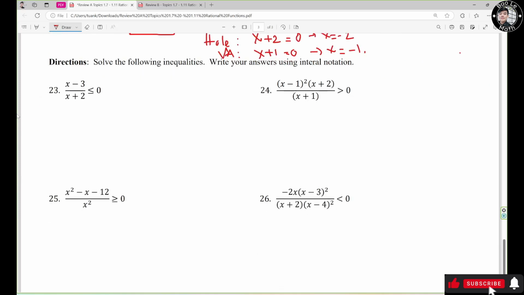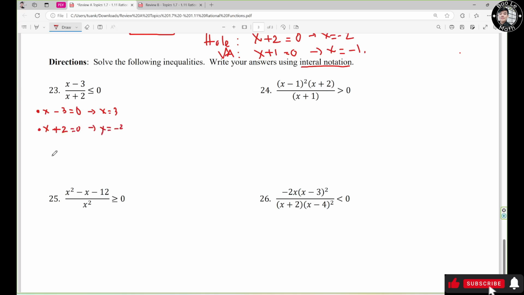Now let's move on to number 23, 24, 25, and 26. We need to solve the inequalities, alright? And write the answer in interval notation. Now, to solve the rational inequalities, you need to find the zero of the numerator and denominator, right? So first, I have s minus 3 equals 0, and then I have s equals 3, right? Second, s plus 2 equals 0, and then s equals negative 2, right?